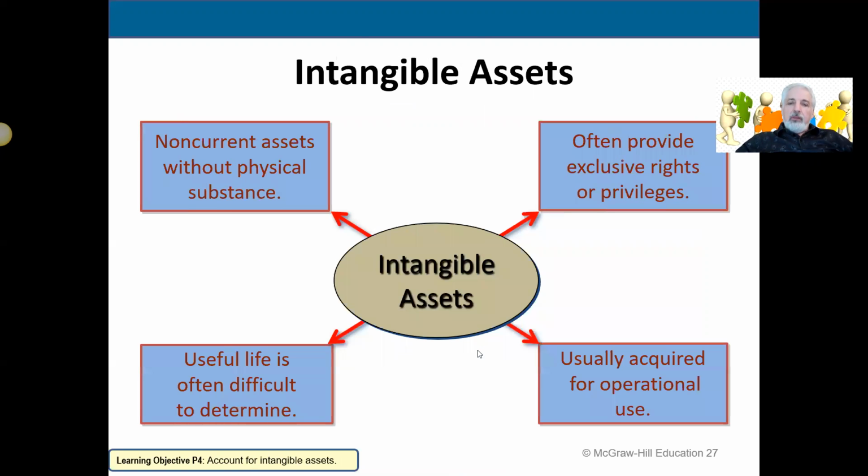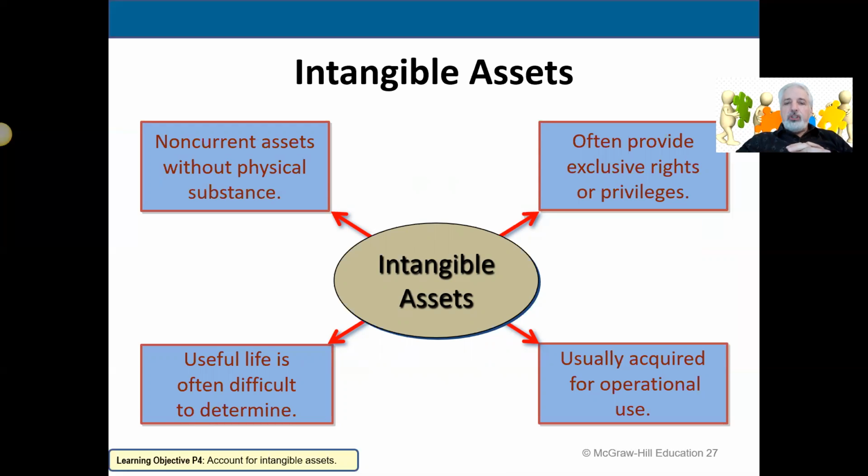Okay. Let me get to something called intangibles. What the heck are intangibles? Again, these are pieces of paper. These are rights and privileges to use something. They don't have a physical substance. They're not a computer. They're not a building. They're not the land. But it's a license. It's a copyright. It's a patent. It's something that will give us benefit over time and will get used up.